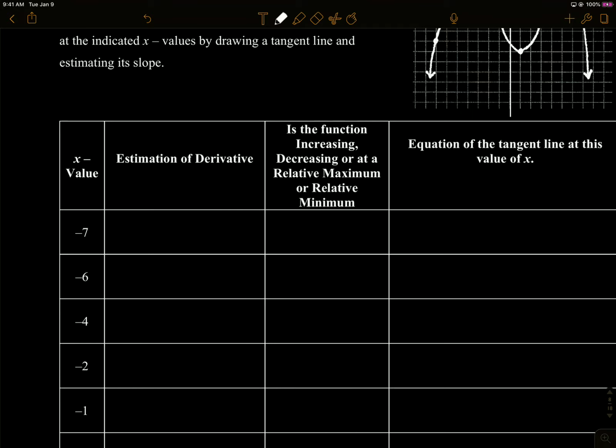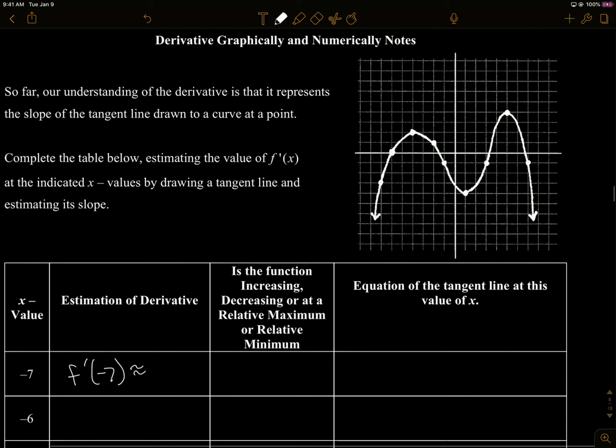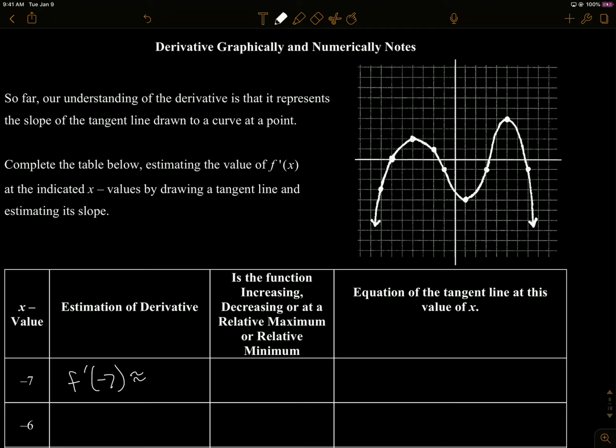So if we look at the x value of -7, the estimation of the derivative, just by looking at the graph, we're going to say at -7, 1, 2, 3, 4, 5, 6, 7. If I draw this line, it looks like it's going to be something like that. That has a slope of about 4, I'm going to say.